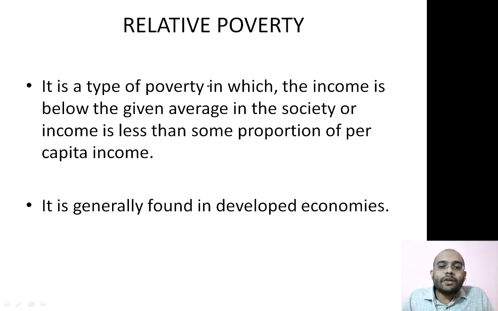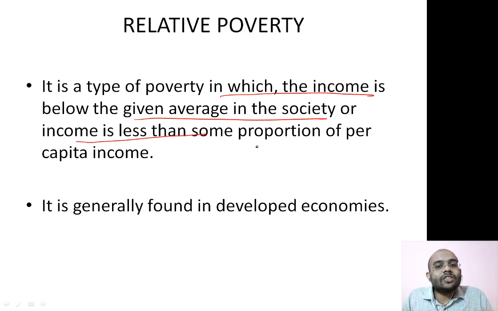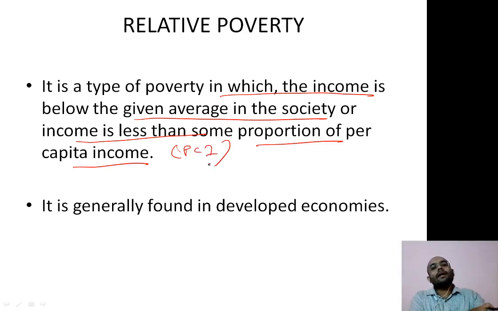So now coming to relative poverty. It is a type of poverty in which the income is below the given average in the society or income is less than some proportion of per capita income. In relative poverty, the average income of the society is taken out, which can also be termed as per capita.